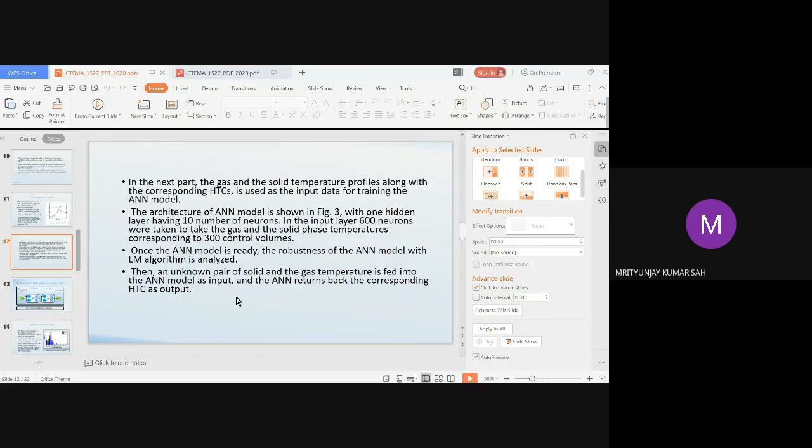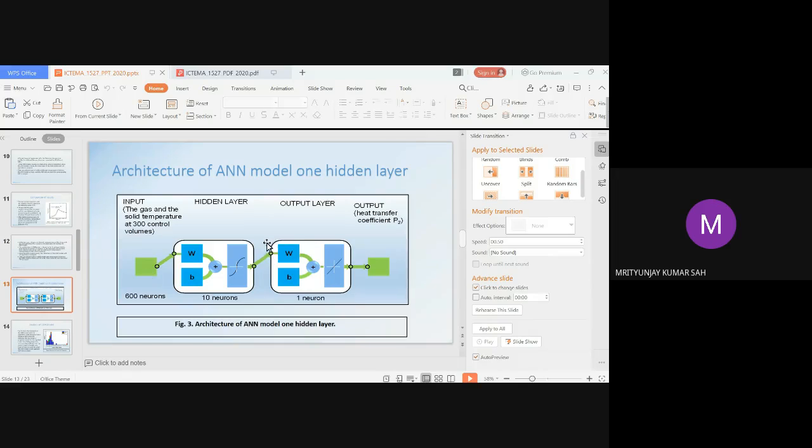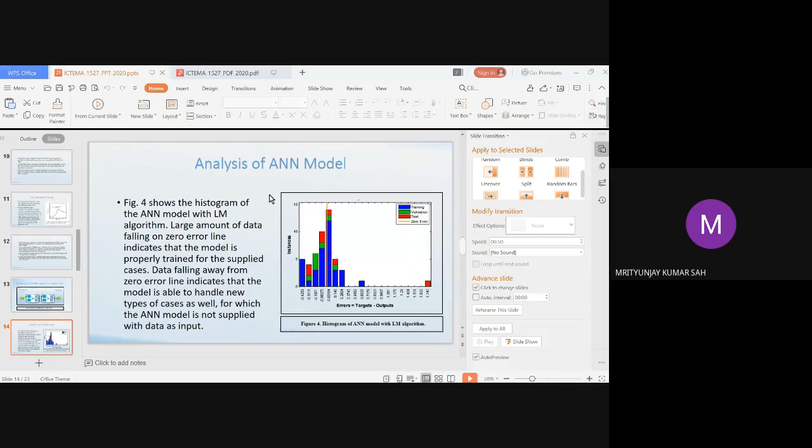It is just done to analyze whether, what we have trained the neurons, actually we are getting the output according to that or not. For that, we are keeping this unknown pair of a solid into it, and the ANN returns the corresponding HTC as an output. So this I have already discussed here, the architecture, and then here is the analysis part of the ANN model.